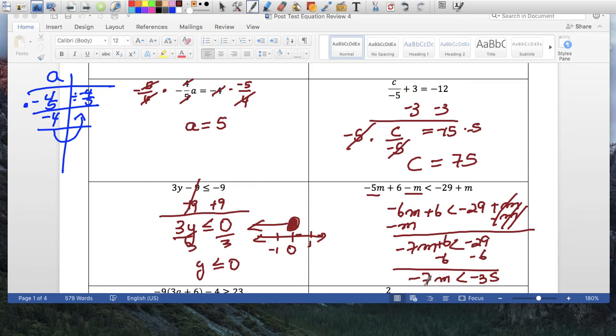I'm going to divide both sides by negative 7. Negative divided by negative is a positive, and we're going to have to switch the sign, so m is going to be greater than, and negative 35 divided by negative 7 is 5. So, not shade, sorry, don't shade. And we want numbers that are greater than 5, and numbers greater than 5 are on this side. Okay, so just make sure you make a better graph than I did tomorrow in your test.